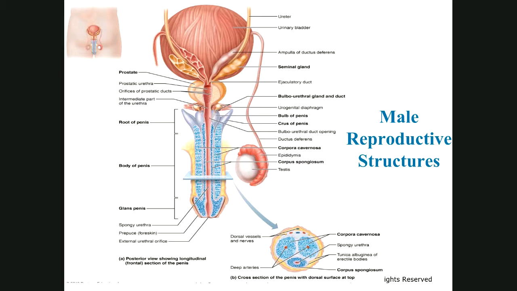Internally, the penis is made of the spongy urethra and three cylindrical bodies that are actually erectile tissue. They are a spongy network of connective tissue and smooth muscle with vascular spaces.